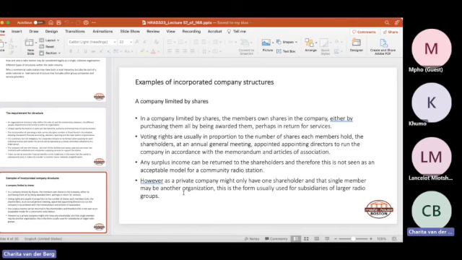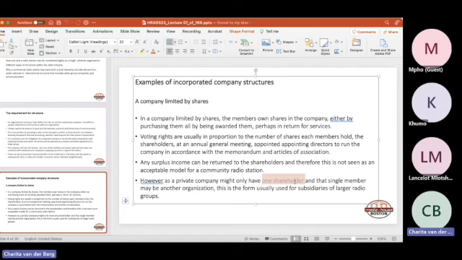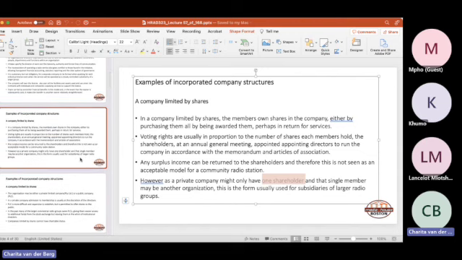However, as a private company, you might have only one shareholder, and that single member may be another organization. So this is the form usually used for subsidiaries of larger radio groups, like I showed you now. We don't really have commercial radio stations that only have one shareholder in South Africa. We normally have one or two, like two minimum, upwards, depending on the radio station. Some of them have way more than two.